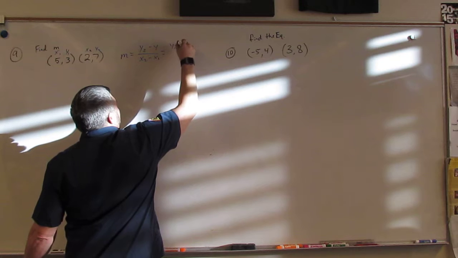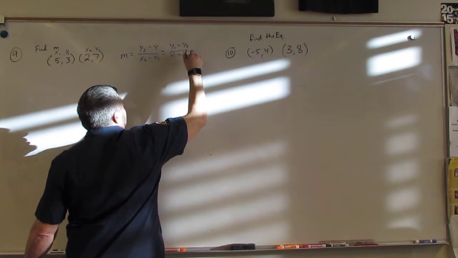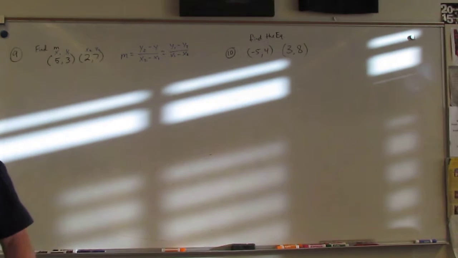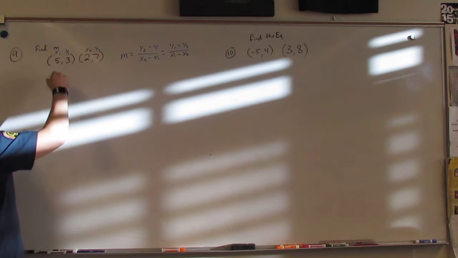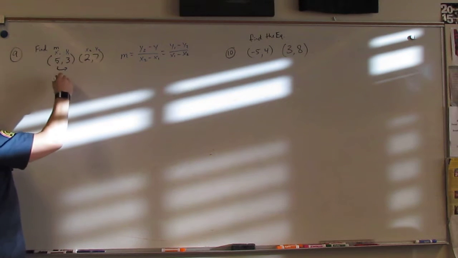y sub 1 minus y sub 2 over x sub 1 minus x sub 2. It doesn't matter which way you plug them in, as long as the 1 is over the 1 and the y's are on top. Okay? And that's why I came up with the flip it, smack it method. Flip it, meaning I'm going to take this 5 and put it underneath the 3.